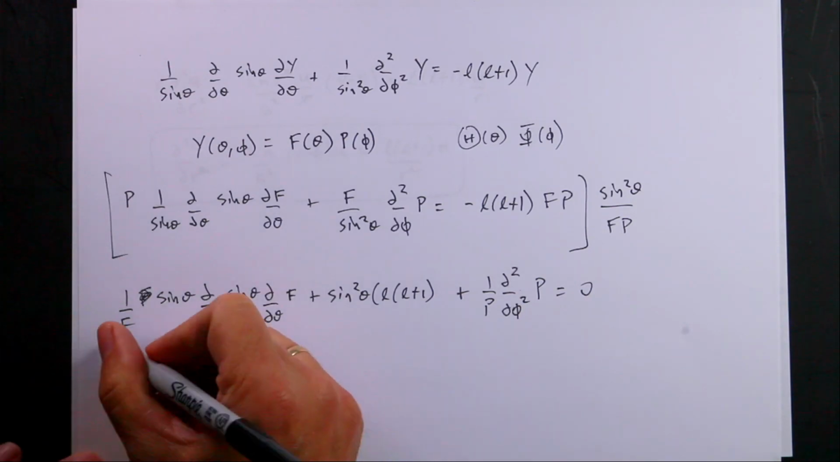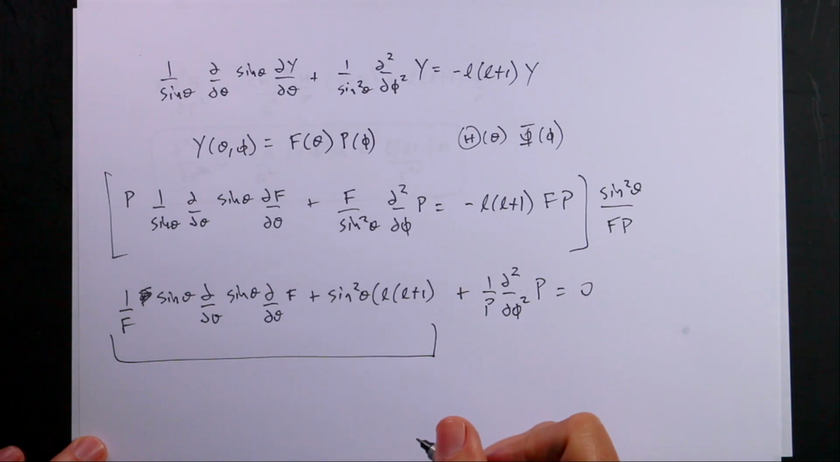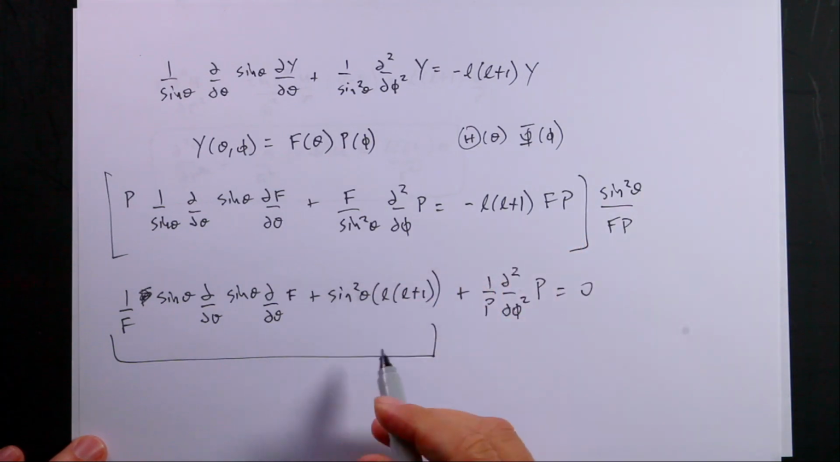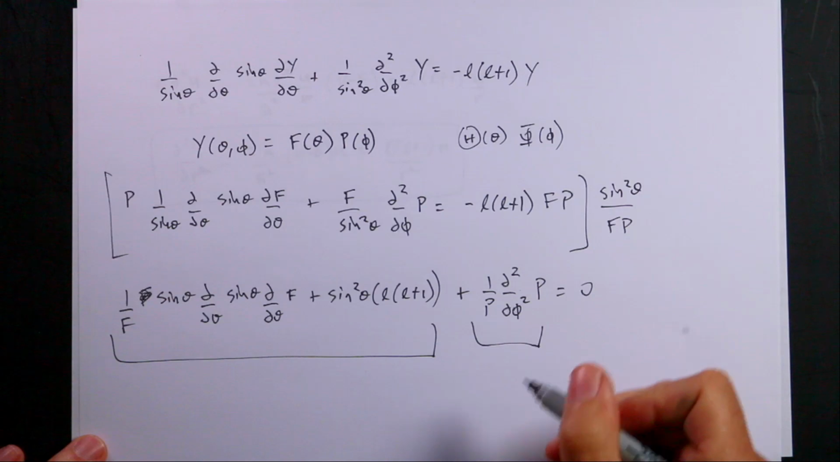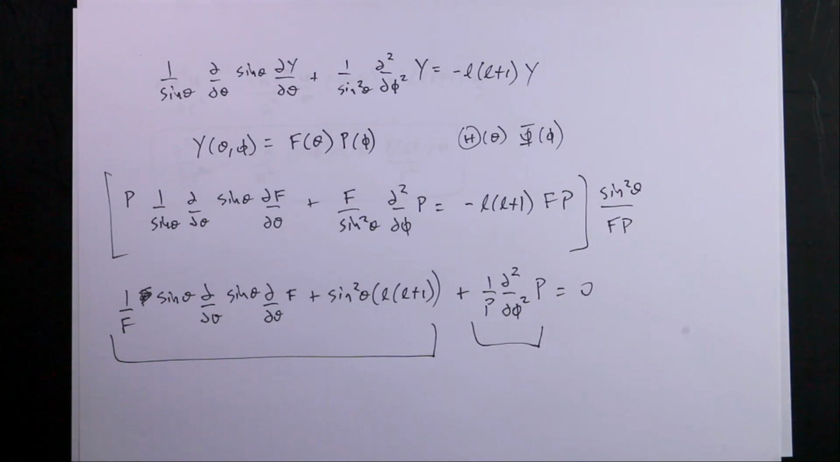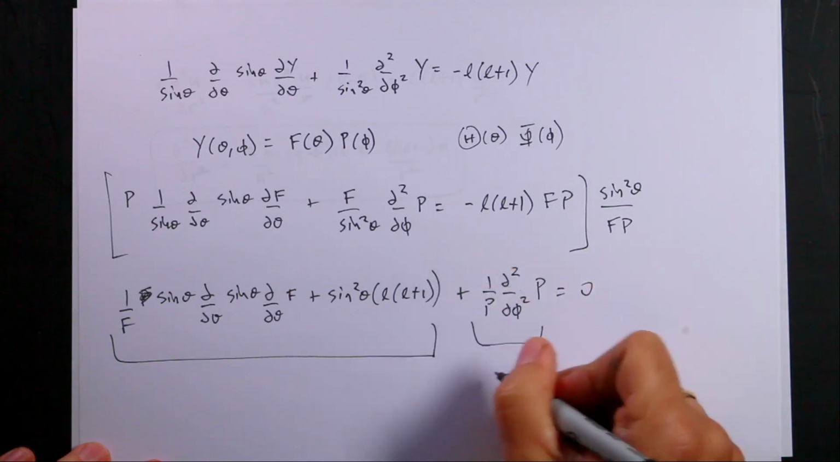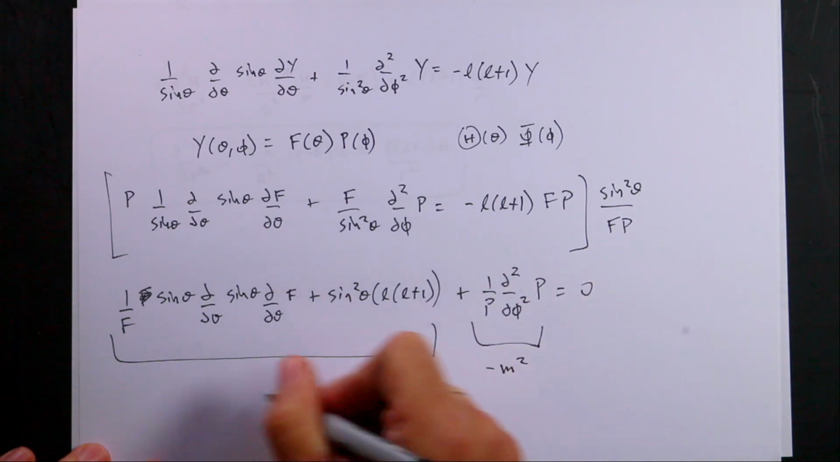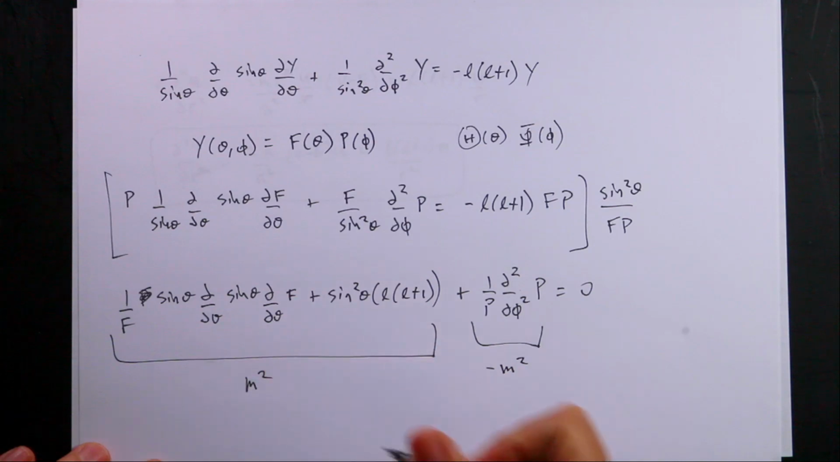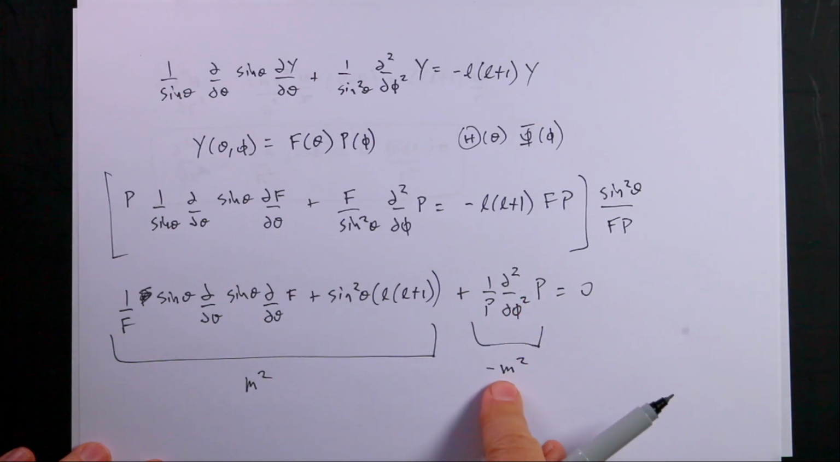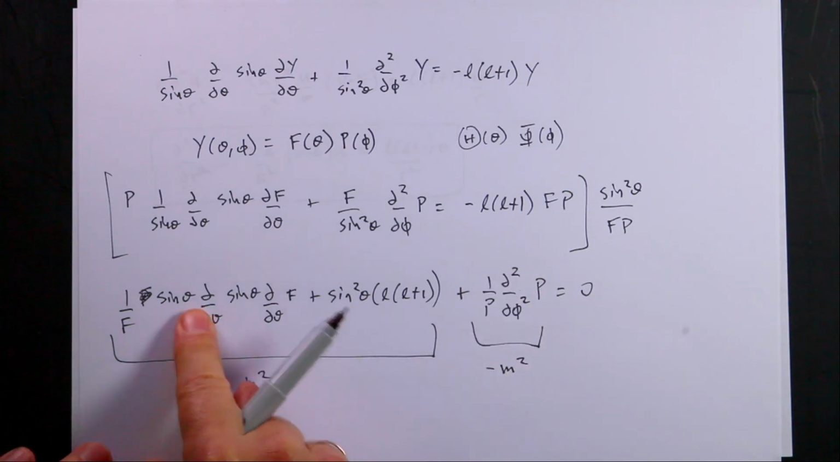So again, this stuff only depends on theta. This stuff only depends on phi. The only way those two things can add up to be equal to 0 is if they're equal to the same constant. Now here's another trick. This one's not too difficult to see why we do this, but I'm going to call this constant negative m squared and this one m squared. And so this has to be equal to negative m squared. And let's take this term and write that as a differential equation, and then we'll save this one for last.